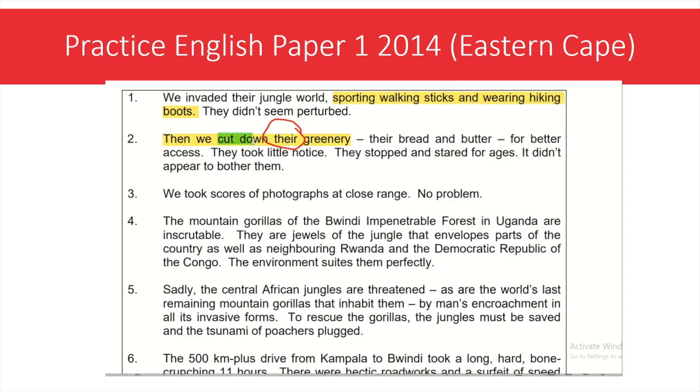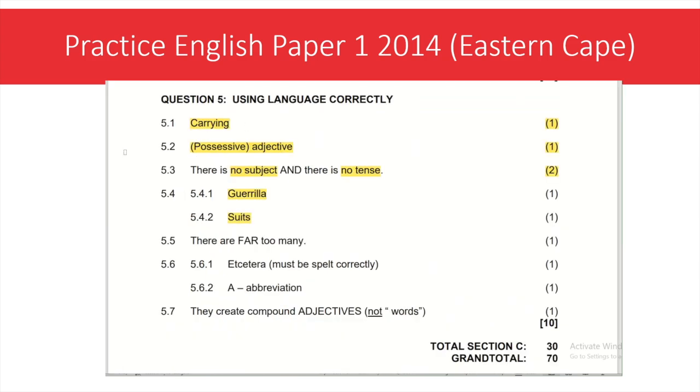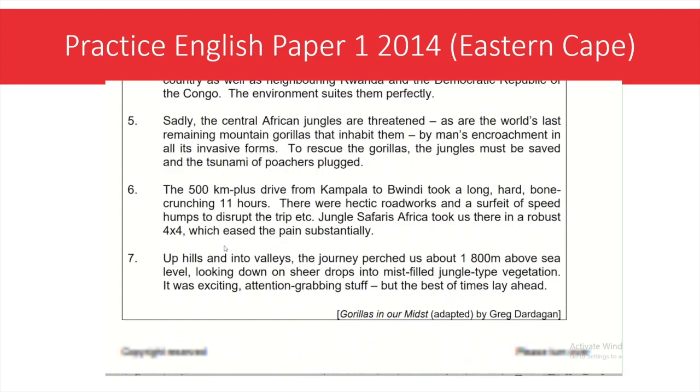So we cut down, okay? And over here, we're looking at their greenery. The greenery is being explained as theirs. Okay, this is coming before our noun over here, the greenery. So if it comes before the noun, it is usually describing the noun. So let's have a look at what the answer is. It is a possessive adjective. And there we go, we got it for 1 mark. Then let's look at the next question.